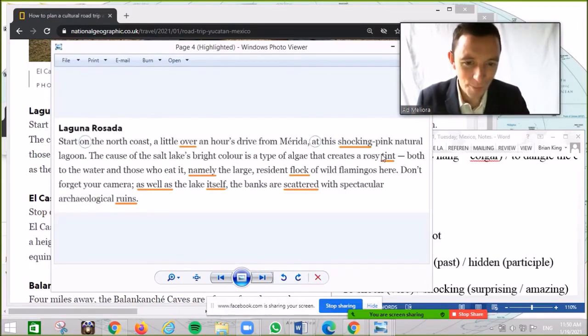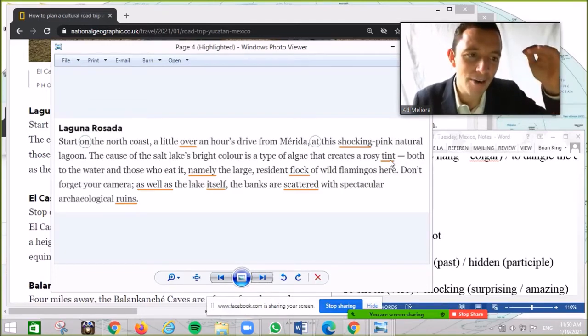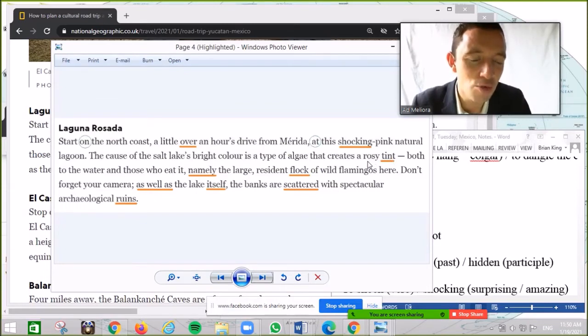Okay, and then a tint. I think it's related to tinta in Espanol, like color. But if you have a tint, it's like a shade, and sombra. So there's different tints of red. You have dark red, you have light red, and there's different tints. Okay, different levels of the color. And here it's the rosy tint. So there's a red, there's a rose color of the lake.